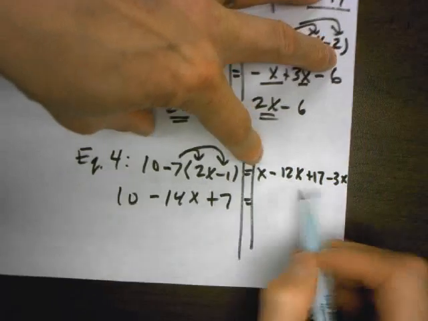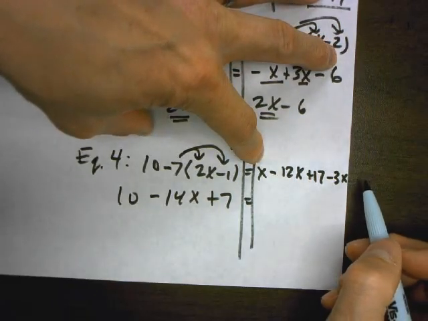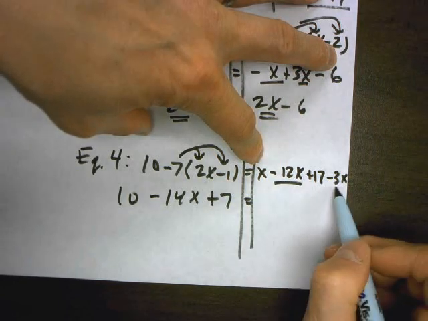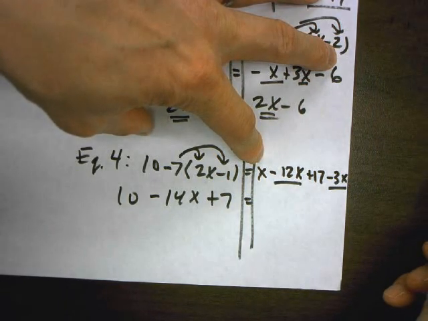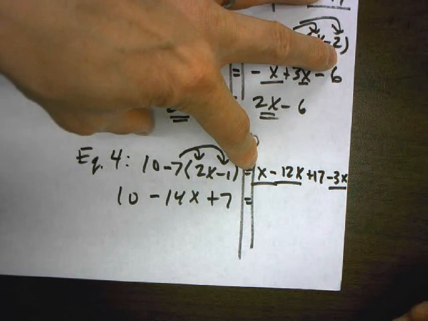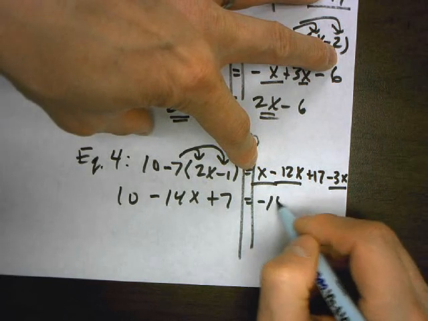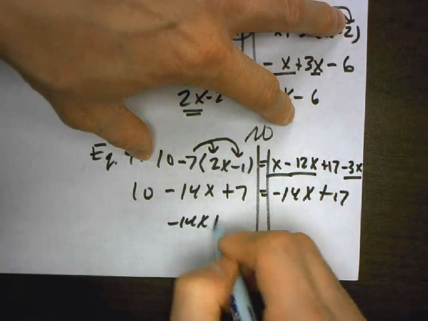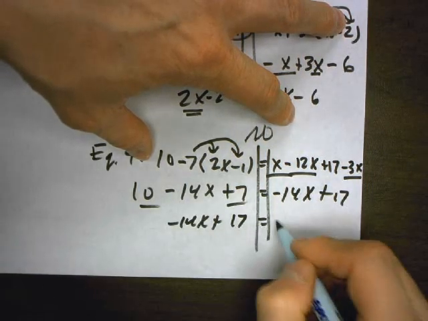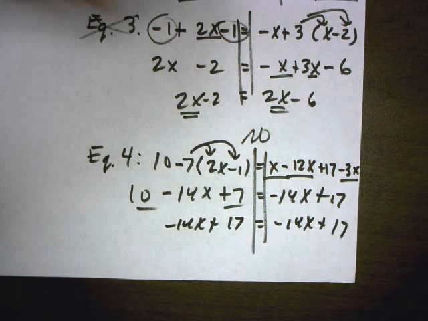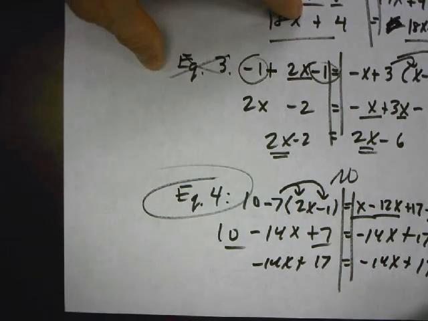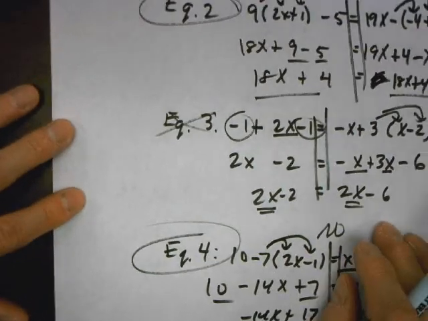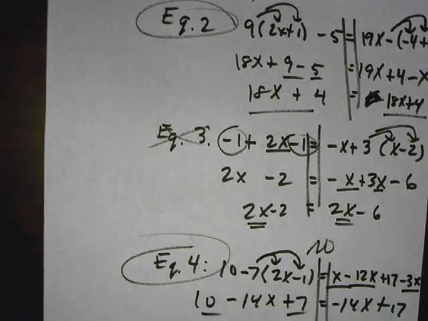Over here, nothing to distribute, so we'll combine like terms. I have negative 12x and 3 more negative x's, which is negative 15x, and 1 positive x. So negative 15x and 1 positive is negative 14x plus 17. I have negative 14x plus 17 on this side. When I combine like terms, I have the exact same thing on both sides. That's infinitely many solutions. Alright, so my answer for this were equations 2 and 4. Problem number 5, equations 2 and 4.